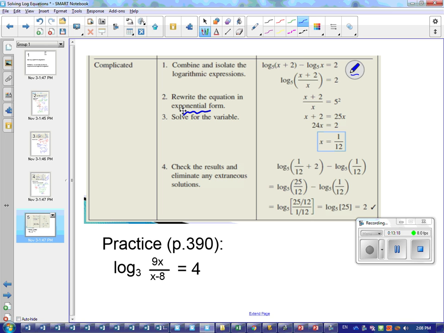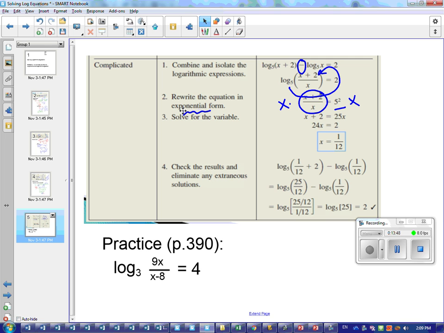So we can see in this problem, the minus sign turned into division. So log base 5, so to rewrite it as an exponent, we went front, back, middle. So that's why it's 5 squared equals the argument. Rewriting 5 squared is 25, multiplying both sides by x. X plus 2 equals 25x. Subtracting x from both sides, you get 2 equals 24x, and then dividing by 24.